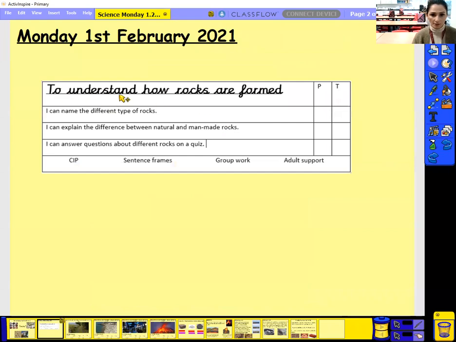Our learning objective today is to understand how rocks are formed. Let's have a look at our success criteria. I can name different types of rocks. I can explain the difference between natural and man-made rocks, and I can answer questions about different rocks on a quiz. There will be a quiz set at the end of this lesson, so please make sure that you watch through the whole lesson first before you do the quiz.